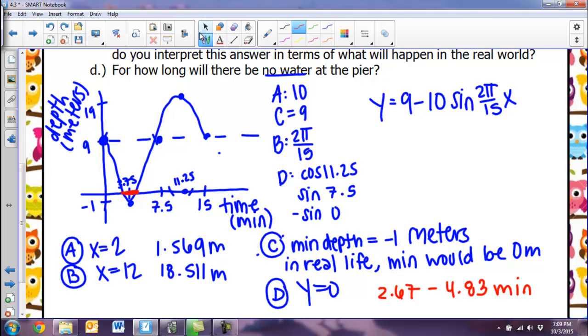Okay, I hope that helped you out with your real world graphs. Again, I know these can be kind of beastly, but if you can draw the picture, then you can find the equation and then you can answer any sort of question that they may ask you about it.